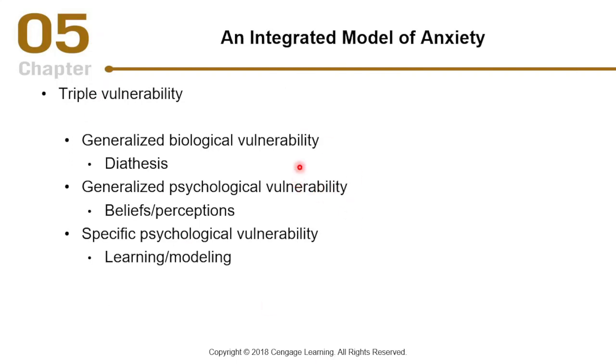So, let's try to see an integrated model of anxiety. So, we have this one, triple vulnerability. A person who has a generalized biological vulnerability, of course, that's the diathesis. Then, of course, the generalized psychological vulnerability, the beliefs and perceptions about things, and specific psychological vulnerability, how the person learned from their environment or the modeling that they have seen from their environment.